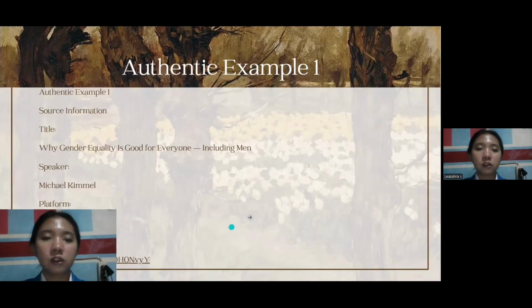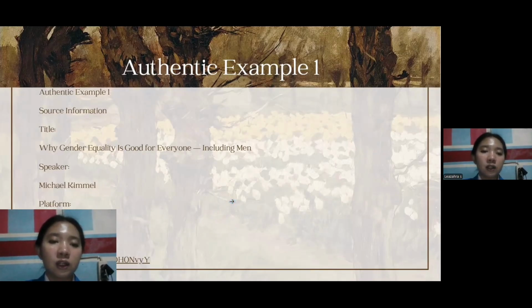And we're moving on to authentic example number 1. The title is Why Gender Equality Is Good for Everyone, Including Men. The speaker in this example is Michael Kimmel, on the platform TED.